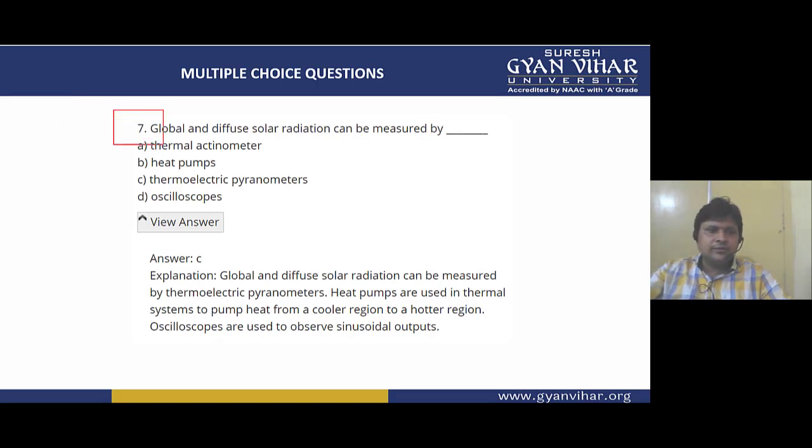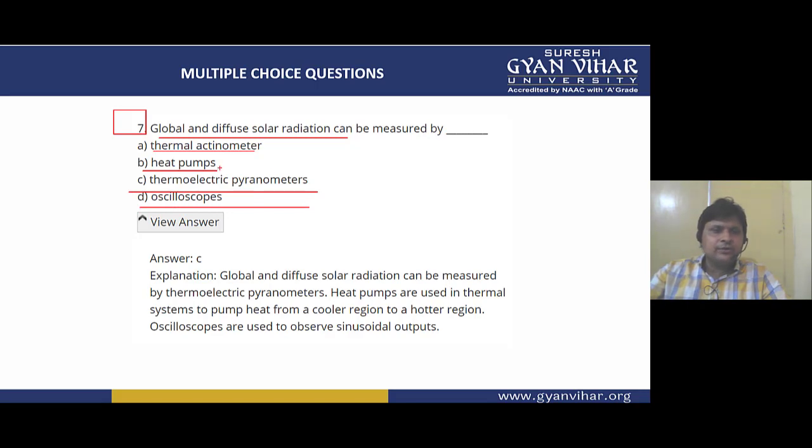This is our MCQ 7. Let's read out the question. Global and diffuse radiations can be measured by: so how can we measure the diffuse and global radiations? In the options, let's see. First is the thermal actinometer, B is the heat pump, C is the thermoelectric pyranometer, and D is the oscilloscope.